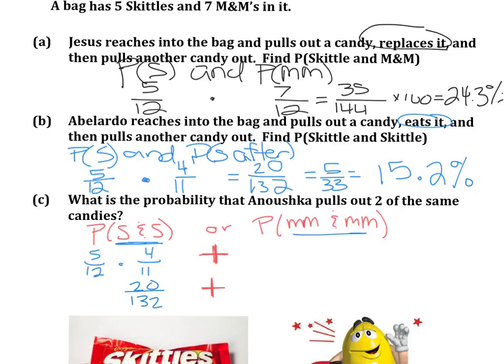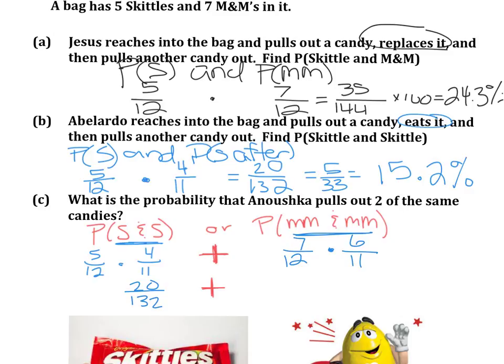Within this event, and means to multiply. The probability of getting M&Ms on your first pull would be 7 out of 12. You kind of assume that as soon as you put your hand on the first bag, you got an M&M. How many M&Ms and candies total would be left for the second bag? Well, you'd only have 6 M&Ms left out of 11 total.